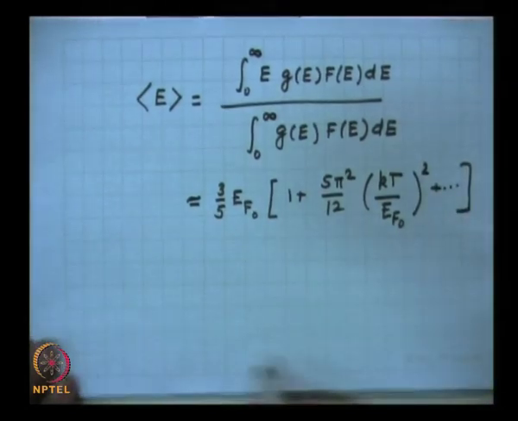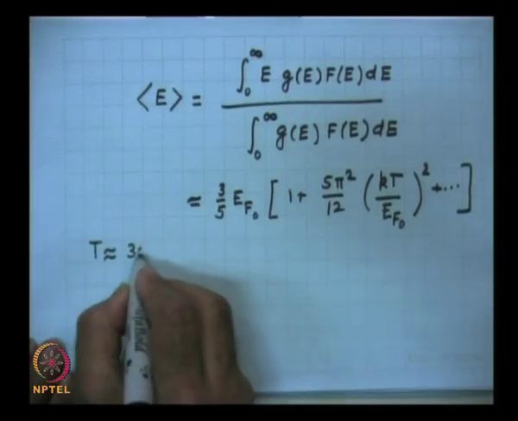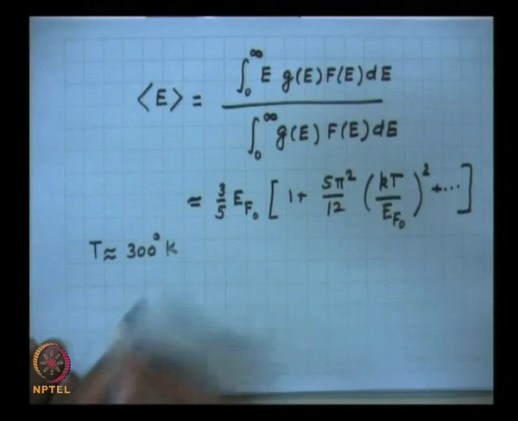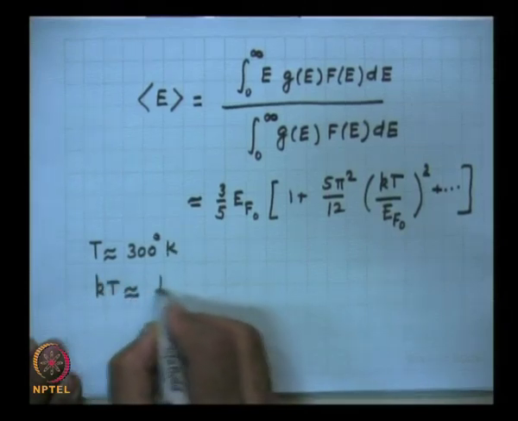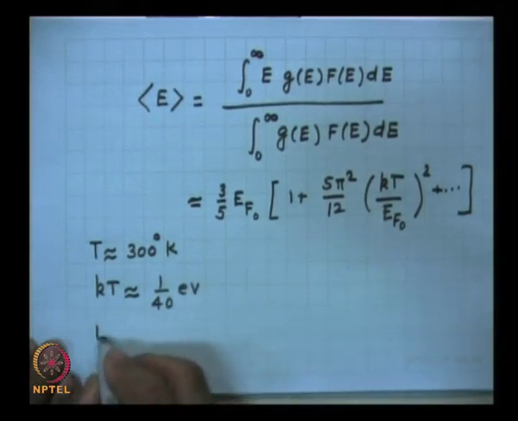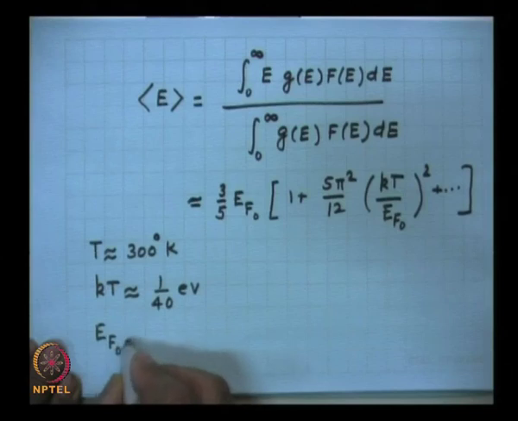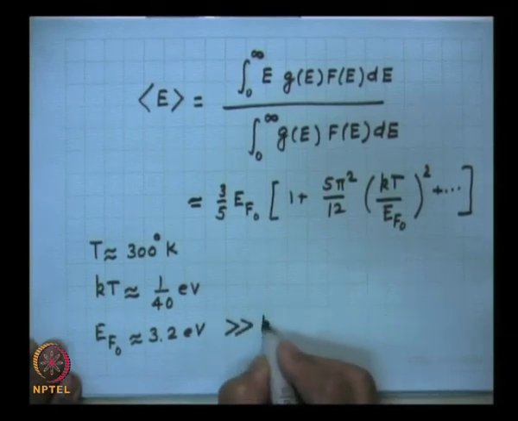Usually at room temperature, for example T equal to 300 degrees Kelvin, kT is about equal to 1/40th of an electron volt. And we have just now seen that E_F0 for sodium is about 3.2 electron volts. So, E_F0 is much greater than kT.